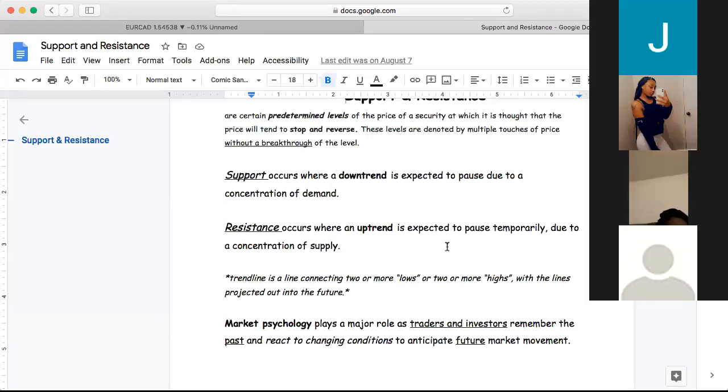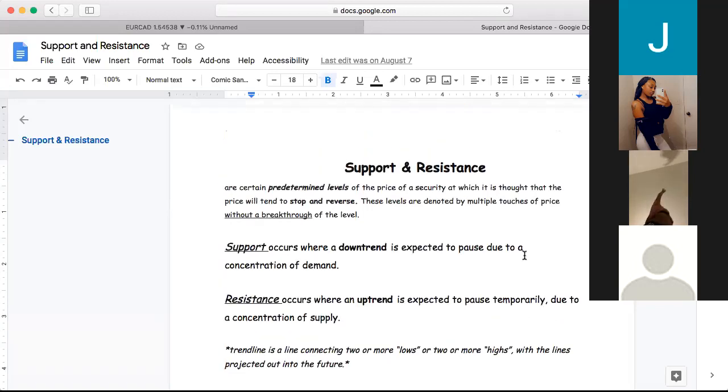Giving everybody time to write their notes. All right, so check this out. A trend line is a line connecting two or more lows or two or more highs, with the line projected out into the future, right? Now check this out. I said support and resistance is the roadmap, right?